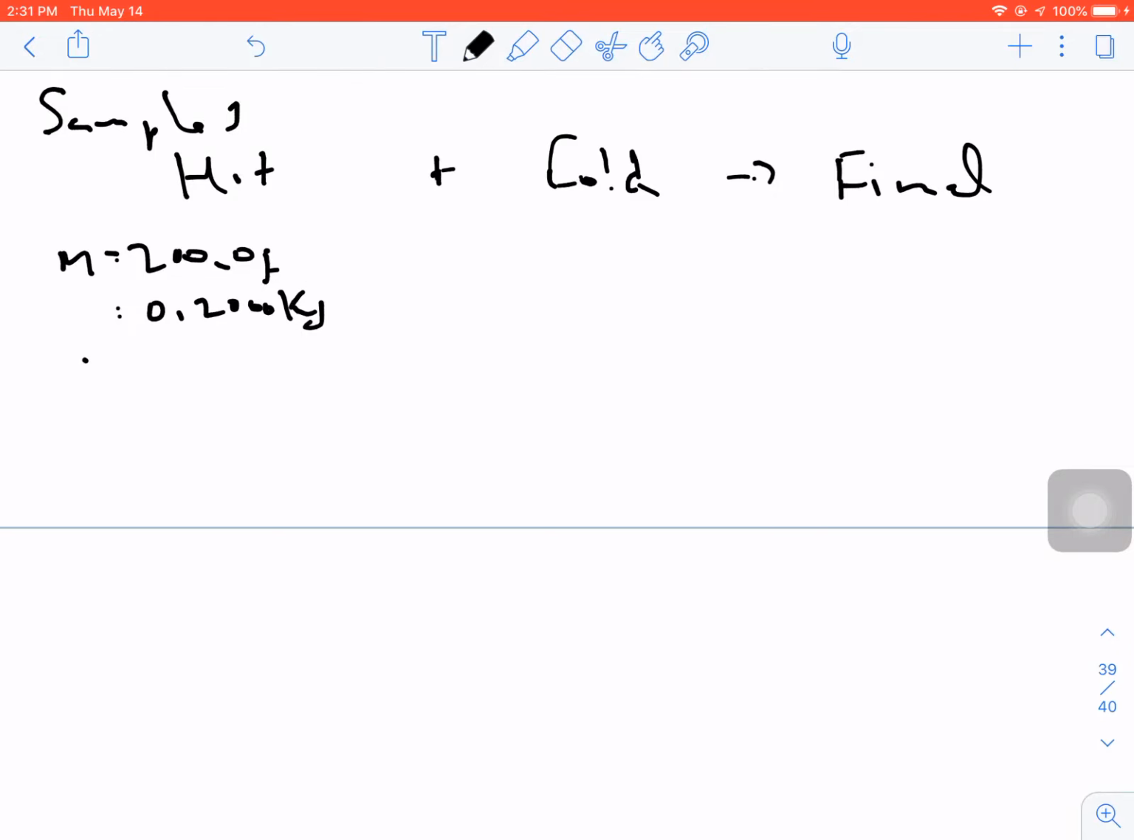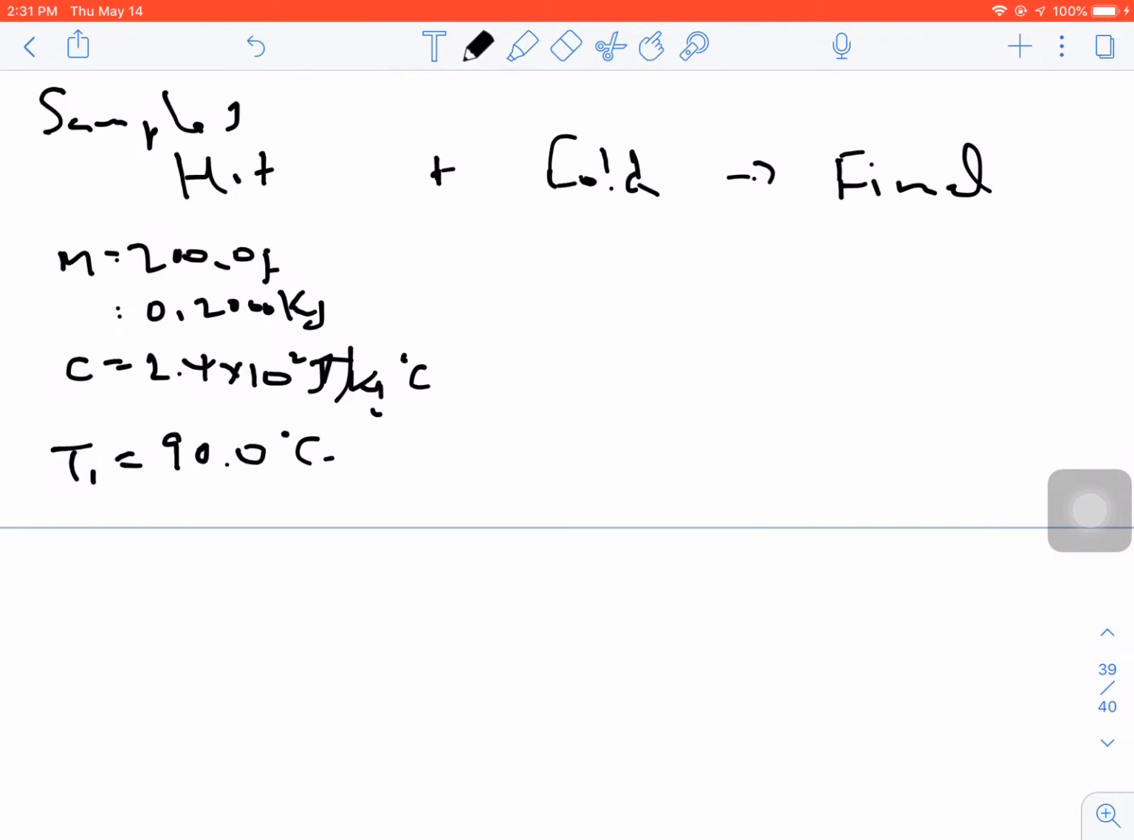I know the C value for silver is 2.4 times 10 to the power of 2 joules per kilogram degree C. And I know the starting temperature. Starting temperature was 90.0 degrees C. Okay. I don't know T2. Let's go over to the cold stuff.